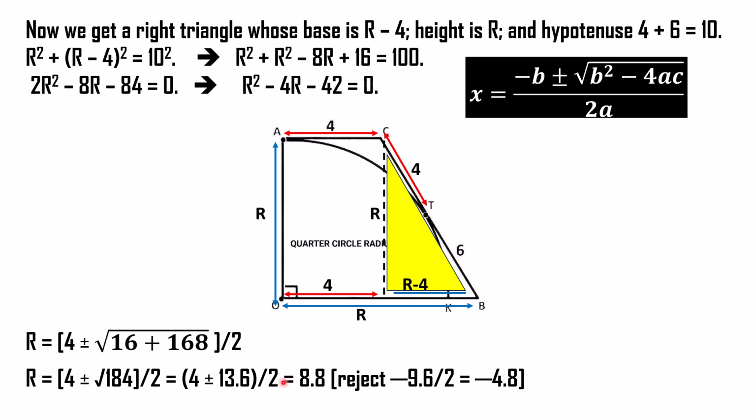Now 4 minus 13.6 will be negative, so we reject that. 4 plus 13.6, 17.6, divided by 2, giving you approximately 8.8. So 17.6 by 2, 8.8. So this is the value of the radius of the quarter circle. So radius R is equal to 8.8 units.